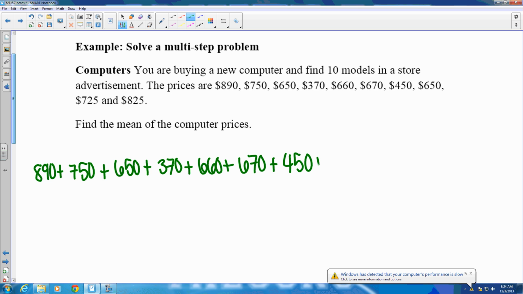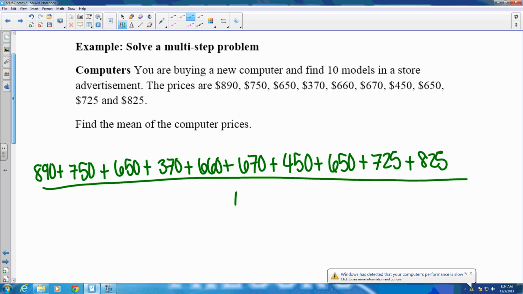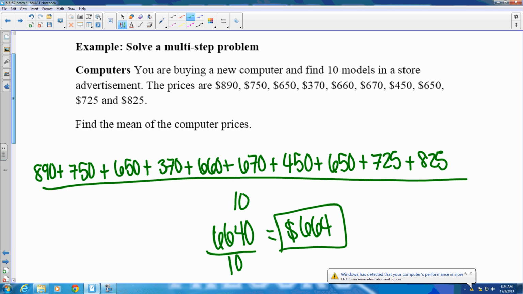So if I was going to add up all these numbers on top, divide by 10, adding all those numbers up on top, we get 6,640. When we divide that by 10, we get the average of $664. Okay, and that was section 6.6.